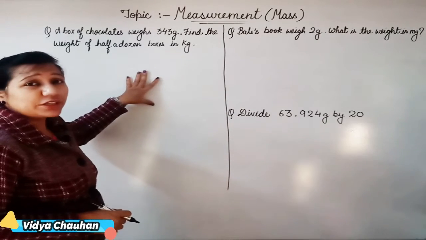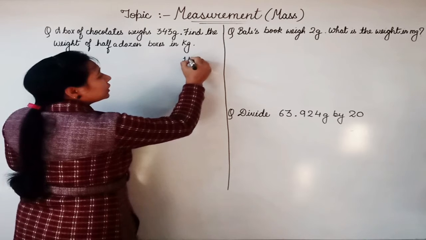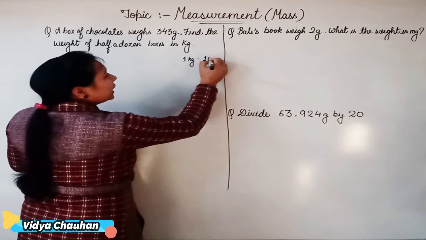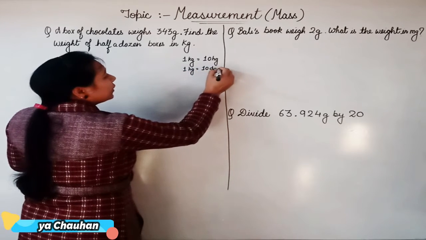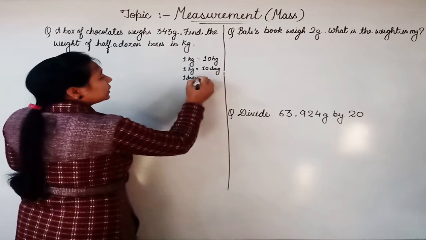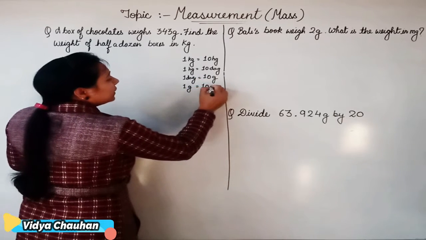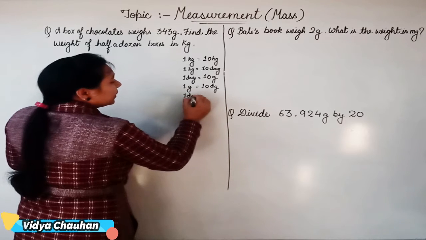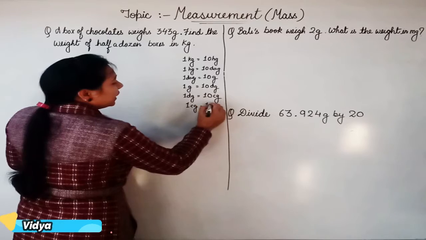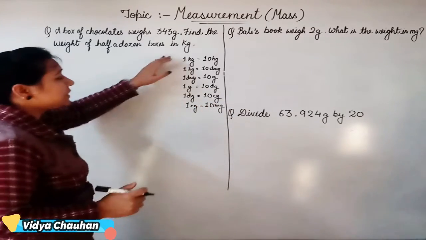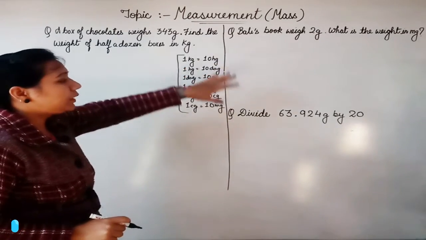Before starting up with the question, I would like to write the conversion table here for your better understanding. So that conversion table is 1 kilogram is equal to 10 hectogram. 1 hectogram is equal to 10 decagram. 1 decagram is equal to 10 grams. 1 gram is equal to 10 decigram. 1 decigram is equal to 10 centigram, and 1 centigram is equal to 10 milligram. So this is the conversion table which we are going to use for solving these three questions.